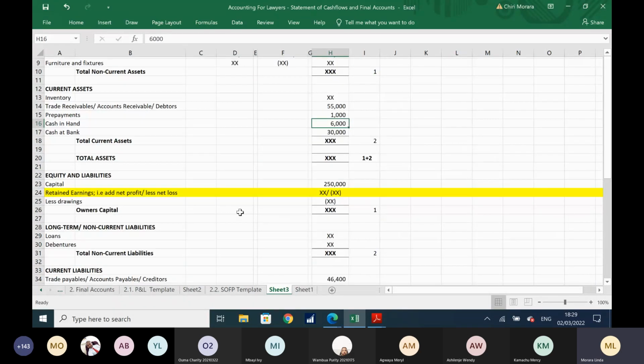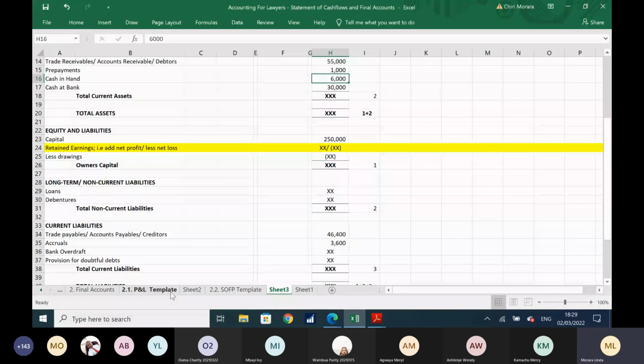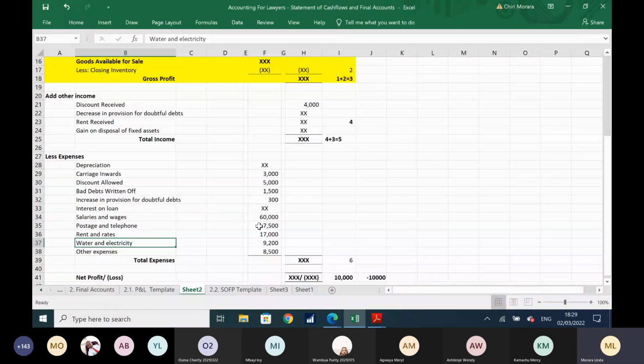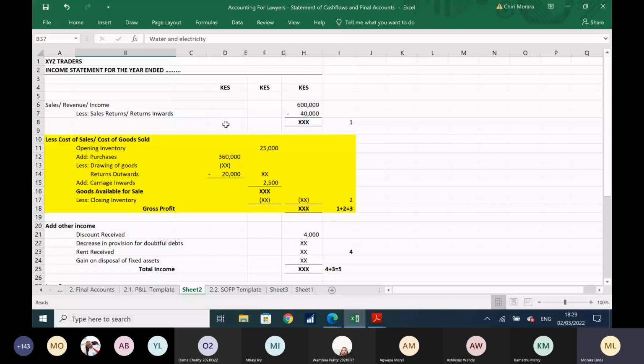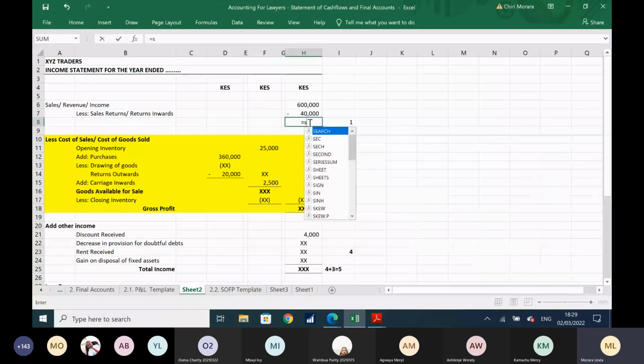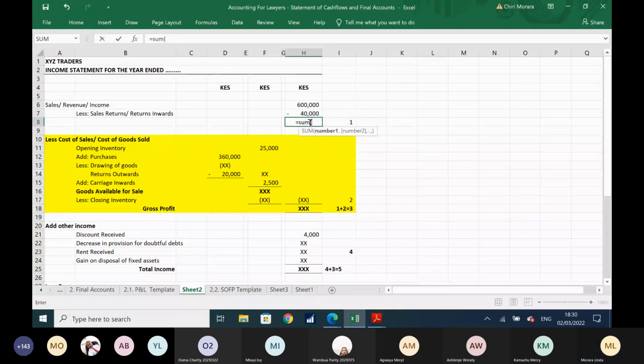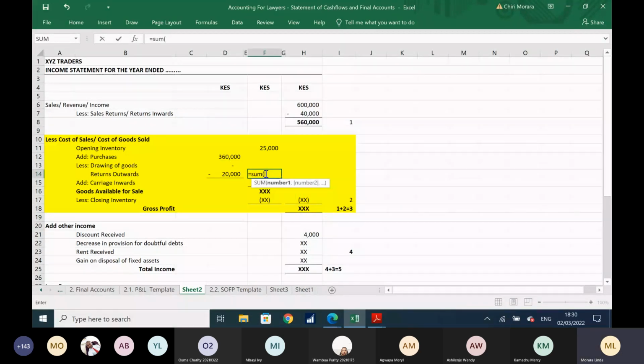So let's find out, so we have our sales, we deduct, you get that. We didn't have any drawings, so I can put a 0 there. So here is the sum of that.